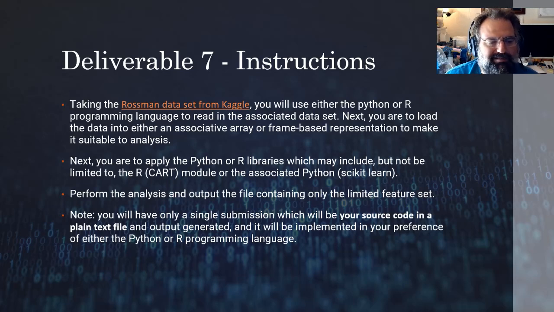Note you only have a single submission, which will be your source code in a plain text file and the output that was generated with it. And it will be implemented in your preference of either Python or R language. So pretty big departure from what you've done so far in the course, right? Yeah, one language, pick one that you like, and then you only have to implement it one time. And it's not some sort of twofold sort of thing.